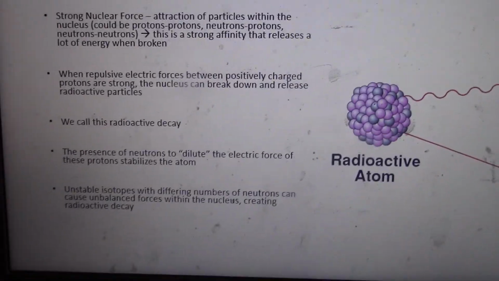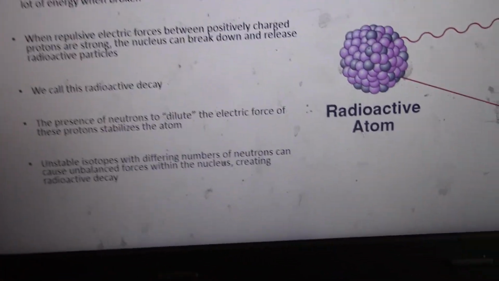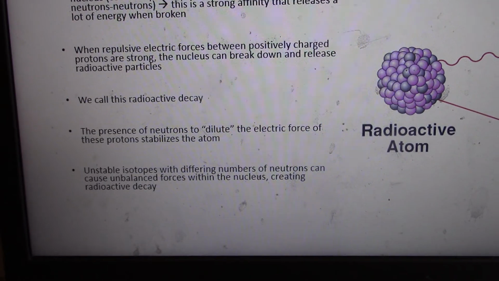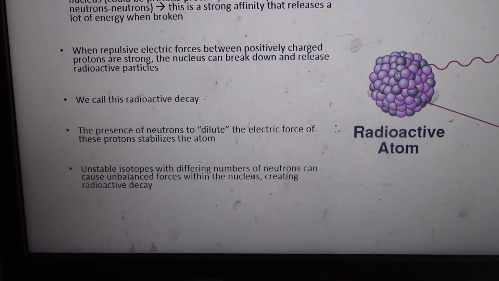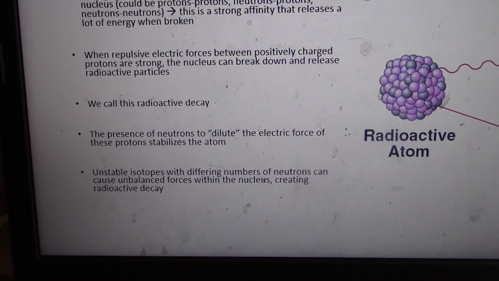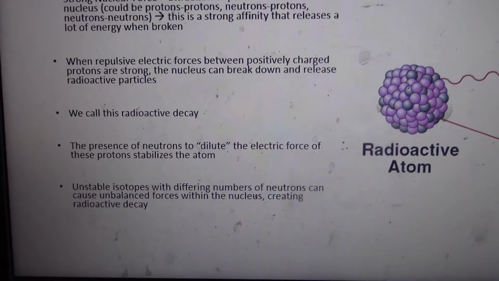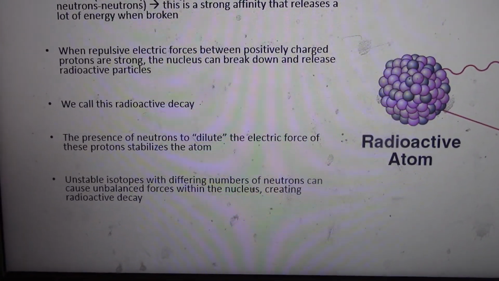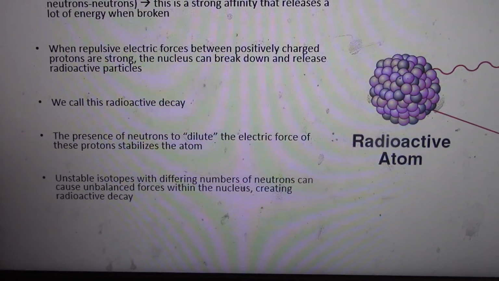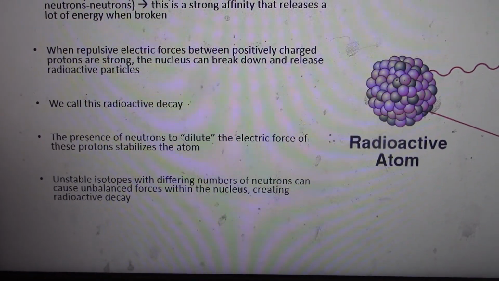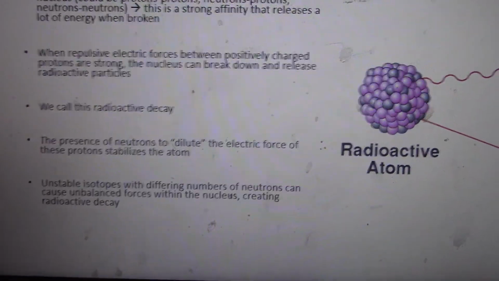So the presence of neutrons to dilute the electric force of these protons stabilizes the atom. So when we start knocking neutrons out of atoms, then the protons start to repel each other, and that will destabilize atoms. So unstable isotopes with differing numbers of neutrons can cause unbalanced forces within the nucleus, and that creates radioactive decay.